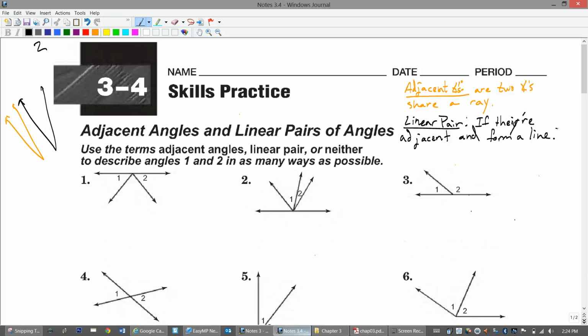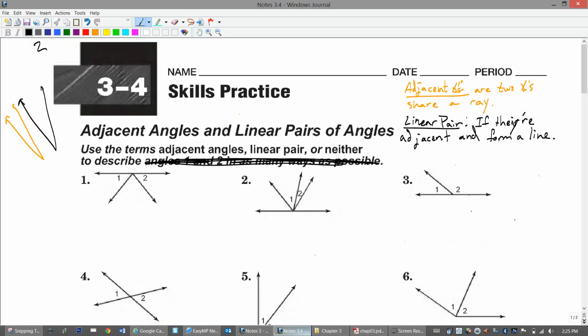Okay. Here we go. Number one. All I want you to do right now is describe the angles in the best way possible. If they are just adjacent angles, just say adjacent. If they are linear pairs, say that they're linear pairs. Don't say they're linear pair and they're adjacent. Linear pair implies the fact that they are already adjacent. Just another way to say it. And if they're neither of those, they're just neither.